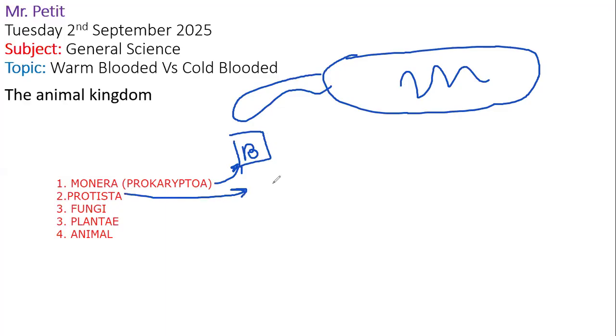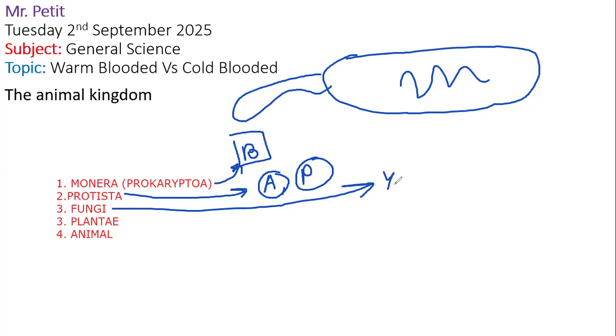Protista is going to be like your amoeba and your paramecium. They could be animal-like, like the amoeba, or plant-like, like the algae. Then we have the fungi. Fungi is mostly multicellular. That's going to be a yeast and a mushroom. These are what we call saprophytic, which means that they feed on dead matter.